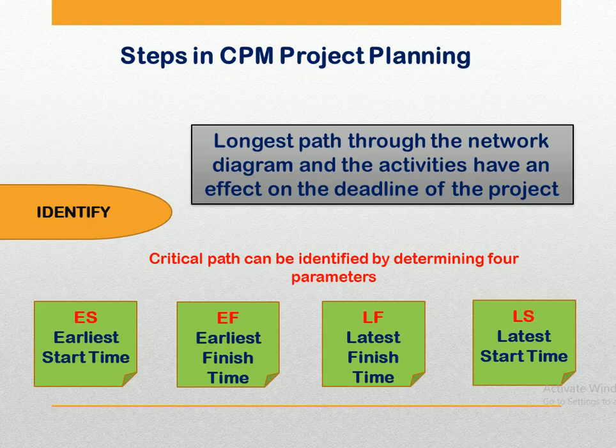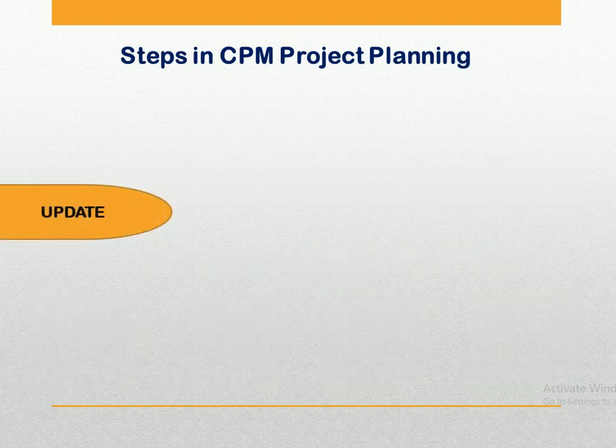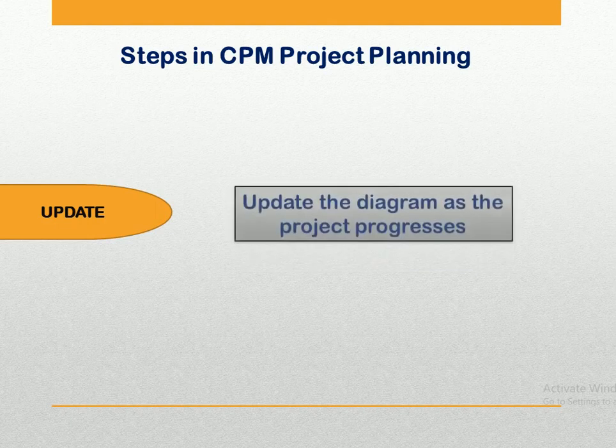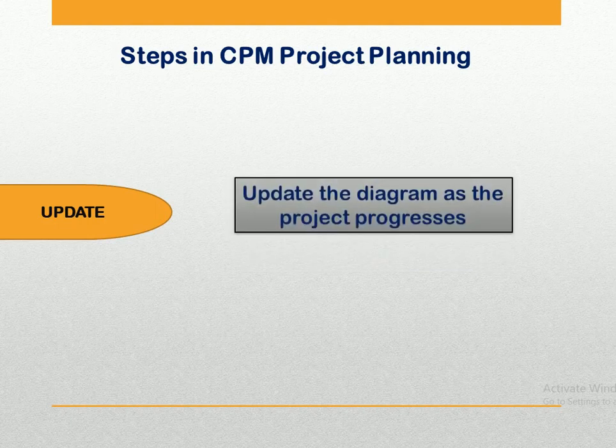So this was the step of identify, and our last step is update. Here you have to update the CPM diagram as the project progresses. The actual task completion times will be known, and the network diagram can be updated to include this information. As and when an activity is completed, the project diagram needs to be updated. A new critical path can also emerge due to changes made in the project, and if the project requires any change, new activities can be added. So these were all the steps involved in CPM project planning.